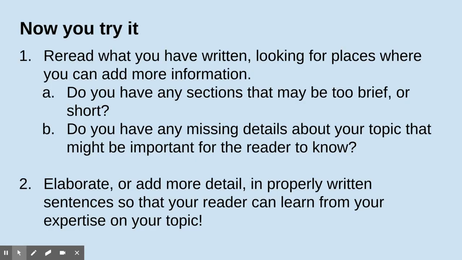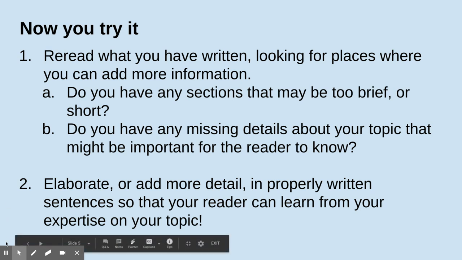Step 1, reread what you've written, looking for places where you can add more information. Do you have any sections that may be too brief or short? Do you have any missing details about your topic that might be important for the reader to know? Step 2, elaborate or add more detail in properly written sentences so that your reader can learn from your expertise on the topic. Go make it happen, writers.